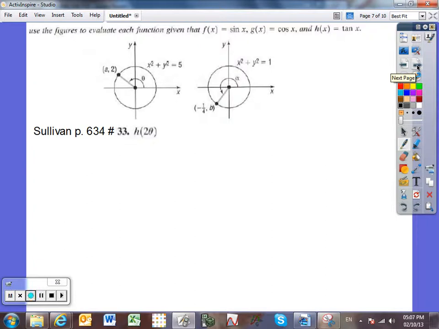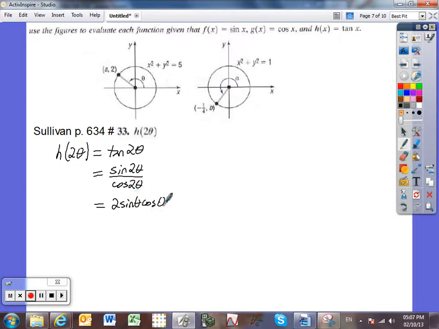Now, this is the last one I think that you asked for on page 634. So we need to use these figures to evaluate the function given f, g, and h. Here we're only working with h. So h of 2 theta, that is to say tangent of 2 theta. I wonder what they mean by me using the diagram. Let me first write it out as sine 2 theta over cosine 2 theta. And so that's going to equal 2 sine theta cosine theta over cosine squared minus sine squared.